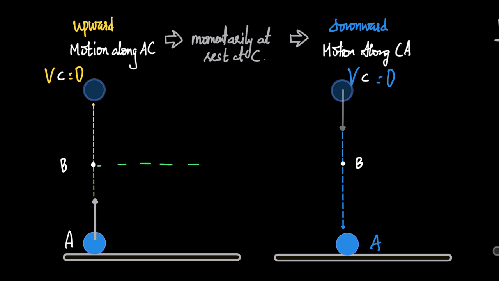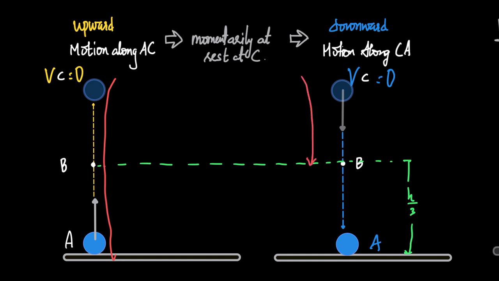And in both cases, it is crossing the point B, which is at a height h by 3 from the ground. Now this motion, the path is really important. It goes like this, then comes like this, right? So it is coming to this point B like this, 1 and 2. Okay. So the time taken to cover A to C is time of ascent TA.